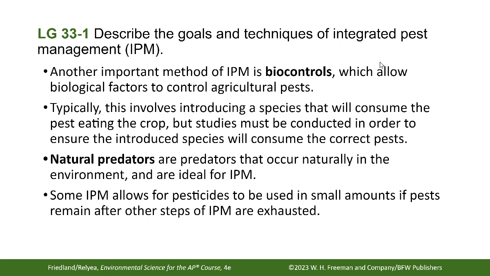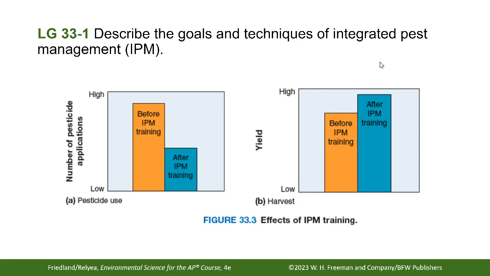So, some IPM allows for pesticides to be used in small amounts if pests remain after one step of IPM is exhausted. So, natural predators again would be like planting trees in between your crop rows. So that way, birds can live there and eat the insects, or frogs eating the flies, etc. What all these things allow us to do is to use less pesticides, or more direct pesticides instead of a big one that tries to get a bunch of different pests. It's more targeted. So that way you can use less of it and you actually have a bigger yield.